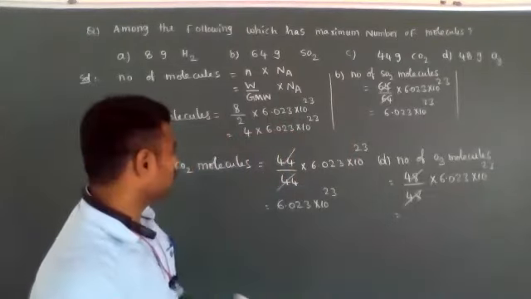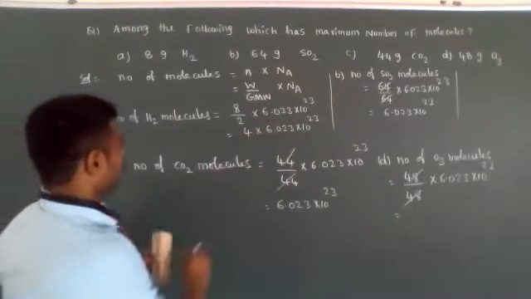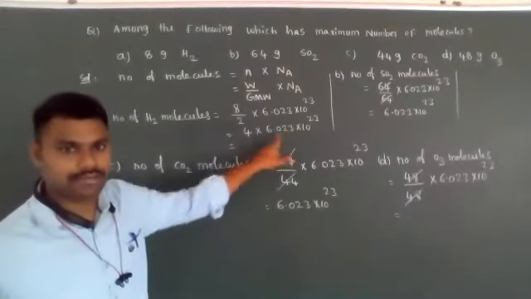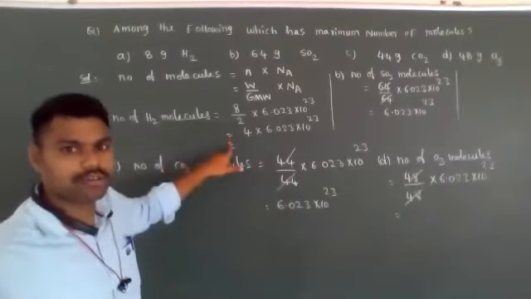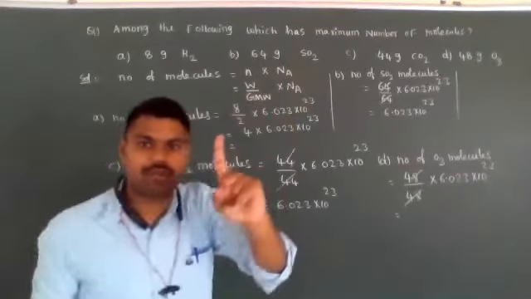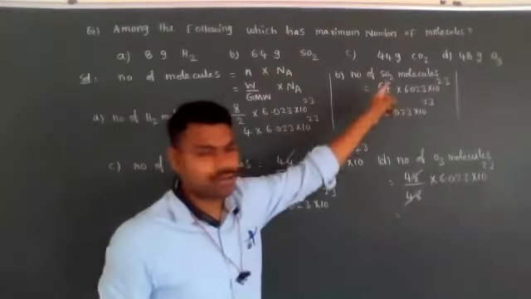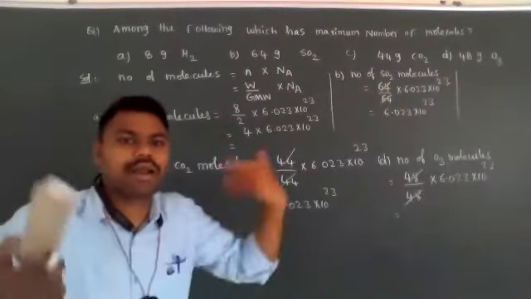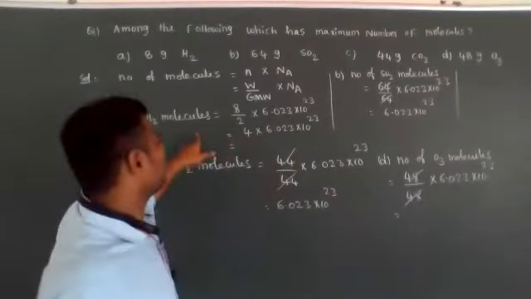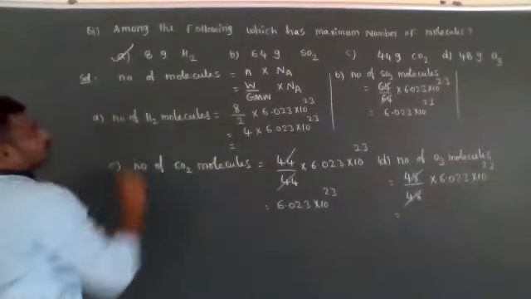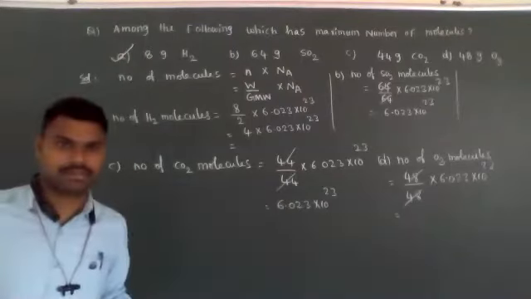So out of all these, 6.023 into 10 to the power of 23 is common, which means H2 has 4 moles present, SO2 1 mole, CO2 1 mole, and O3 1 mole is present. So whichever has more moles automatically has more molecules present. Now the answer is A, the first option.